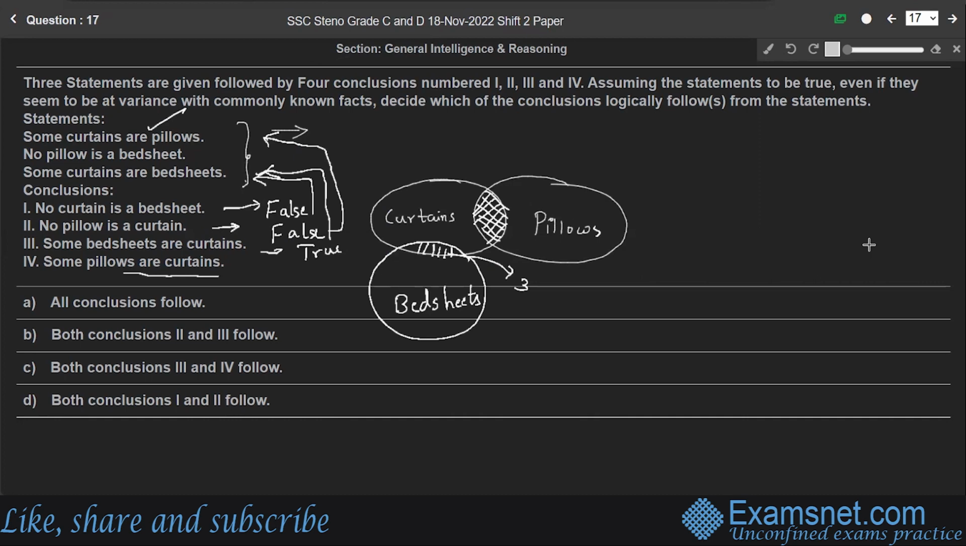So because of the first one, which is true, some curtains are pillows, this region, therefore some pillows are curtains. So it is a true conclusion. Therefore, the third and fourth conclusions are true. So both conclusions 3 and 4 follow. Option C is the right answer.